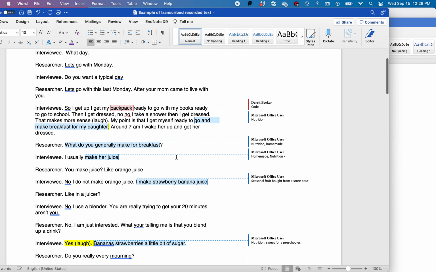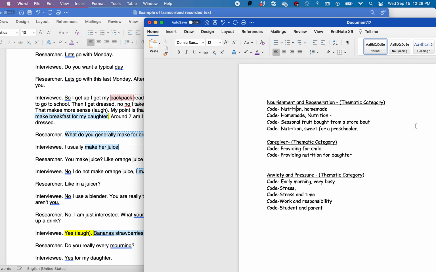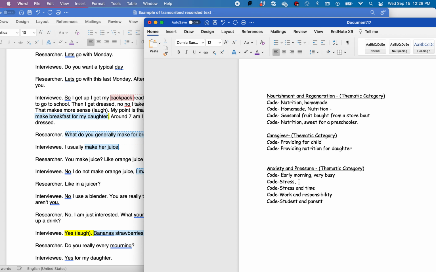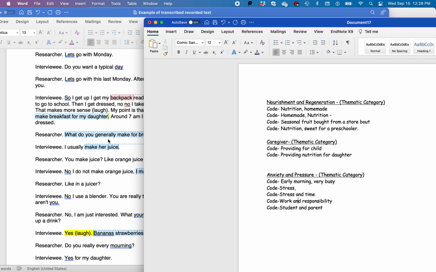There's a lot of information on some of the things she would do before she'd go to school, some of the childcare things she'd have to provide for her daughter, dropping her off, and so on. I've grouped those into a different category, which is being a caregiver. The other ones were related to stress, early morning, very busy, and I've grouped those into anxiety and pressure.